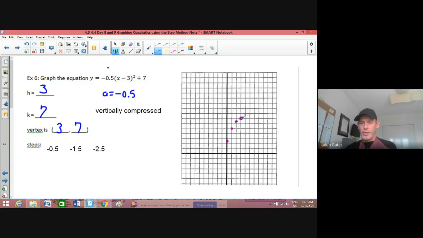Back to the vertex. Repeat the same thing on the other side. So over 1, down a half. Over 1, down 1.5. And over 1, down 2.5. And there we go. Now, as promised, there's our vertically compressed parabola that opens down, shifted right 3, and up 7. There we go.